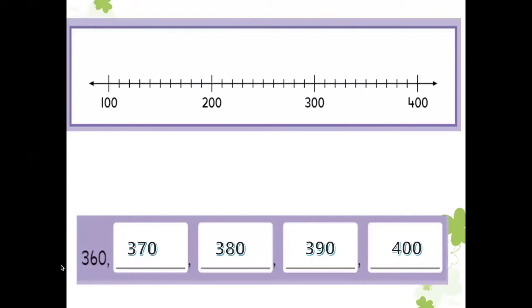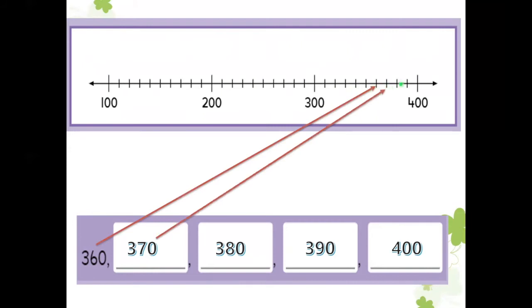So we're going to locate these numbers on the number line. So where are we going to put 360? So it's here 300. So we're going to count 6. 1, 2, 3, 4, 5, 6. So this is where we're going to put 360. How about 370? So it should be here. How about 380? So it should be here. And 390, here, and 400. Okay, very good.